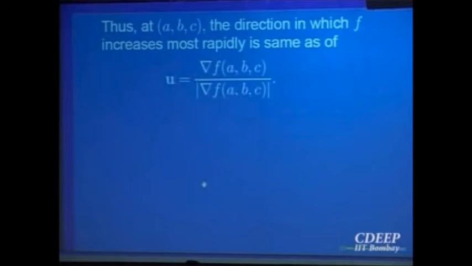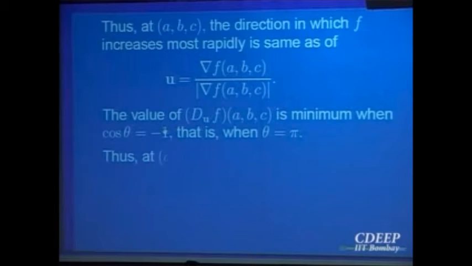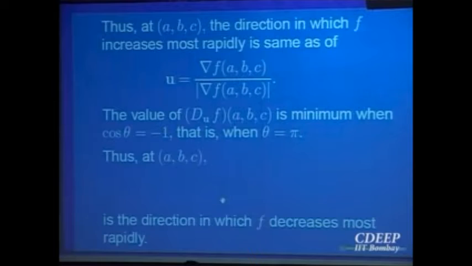At that point you are looking at in which direction you should move so that the rate of change is maximum. So that has important applications. So this is the direction of the gradient. You want only direction, so you take the unit vector. That is the direction in which the function will increase most rapidly. And when cos theta is minus 1, then it will be the least. So the opposite direction is the direction in which it will decrease most rapidly, right?